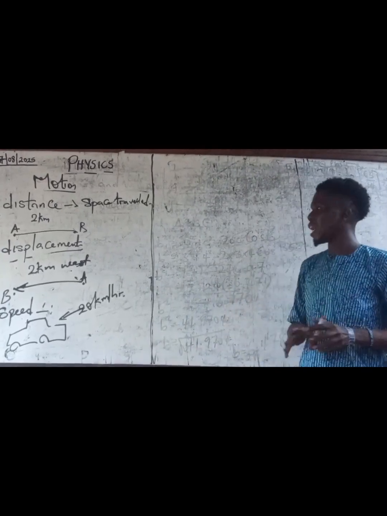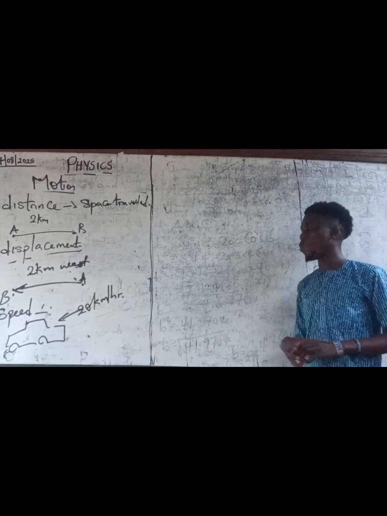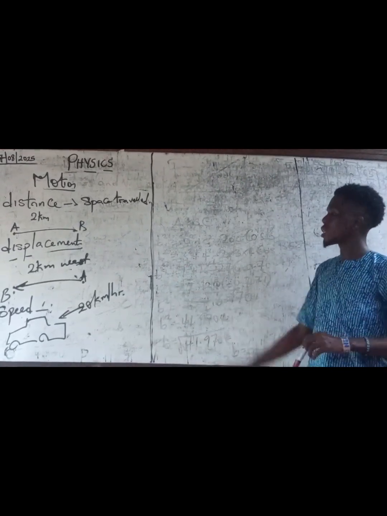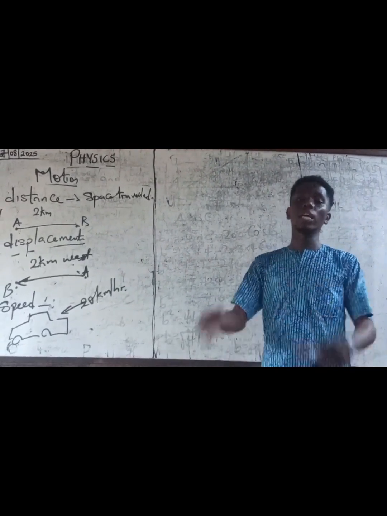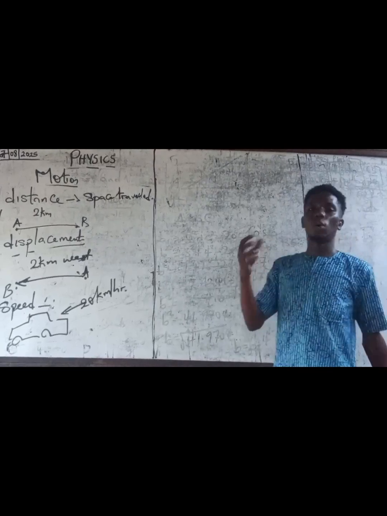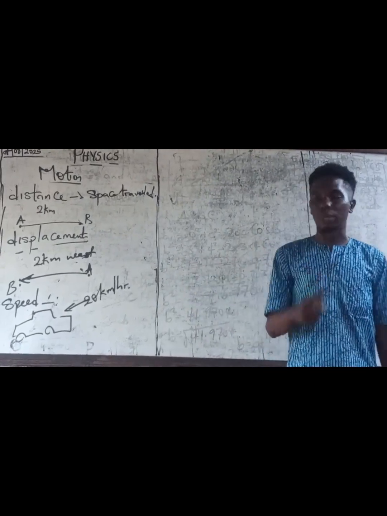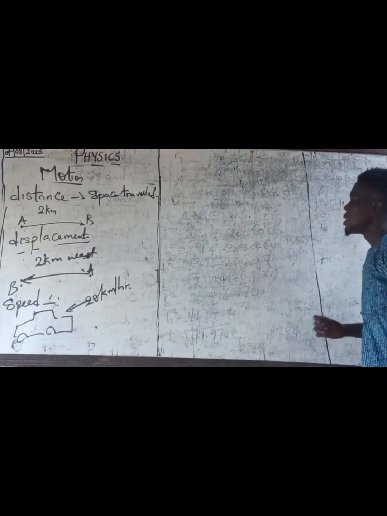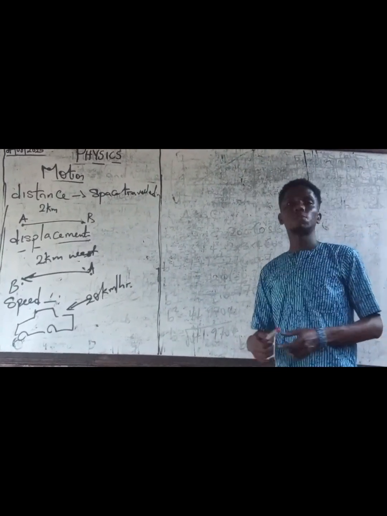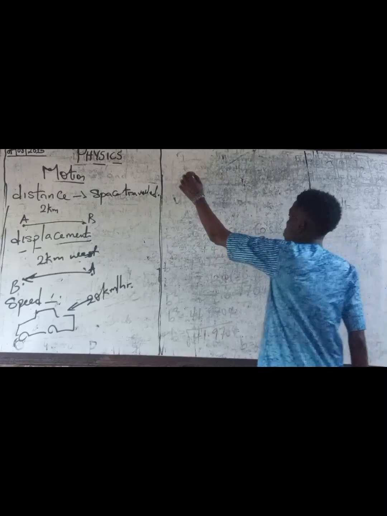Now, let's come back to what we're saying. So I said 20 kilometers per hour. It is a scalar quantity. Why? Because direction is not specified. Beautiful. Now that we've established that, let's move on to the next terminology, which is velocity.